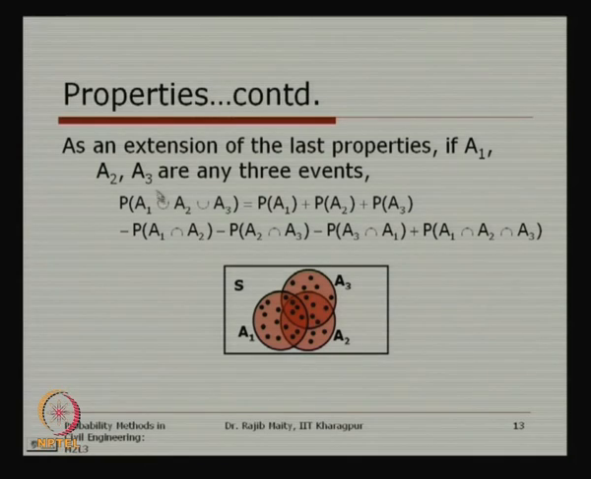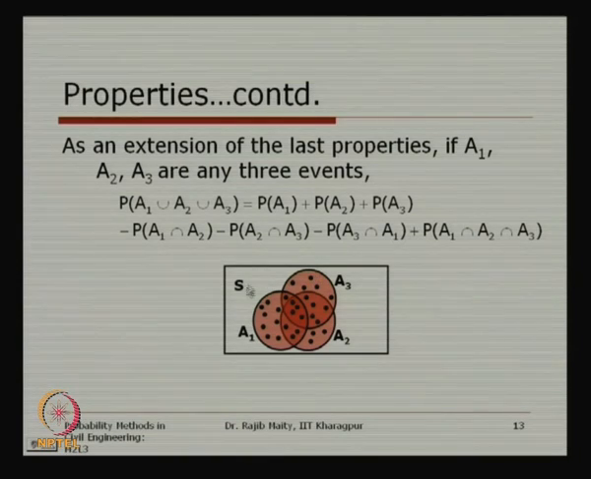Here what we are saying is that if A1, A2 and A3 are any three events in the sample space, then what is the probability of A1 union A2 union A3? Similarly, we should add up the probability of A1, which corresponds to this circle here, probability of A2, this one, and probability of A3, which is this.